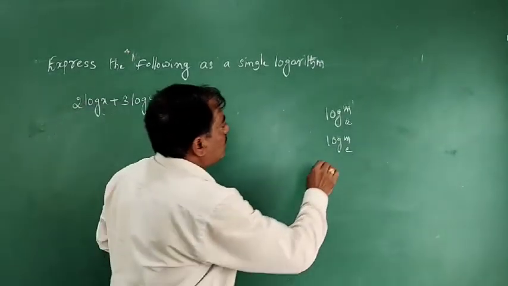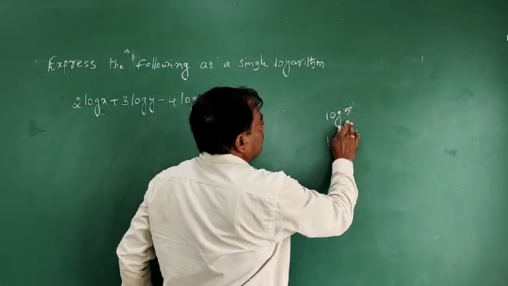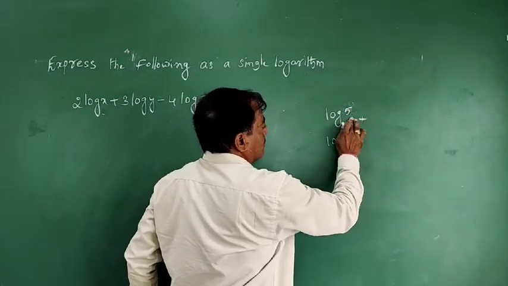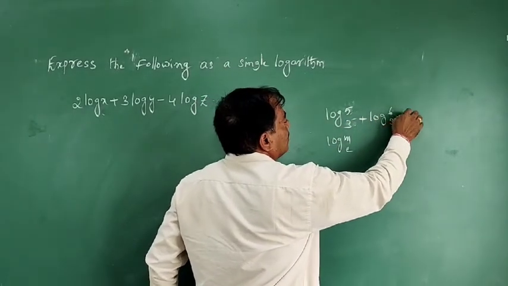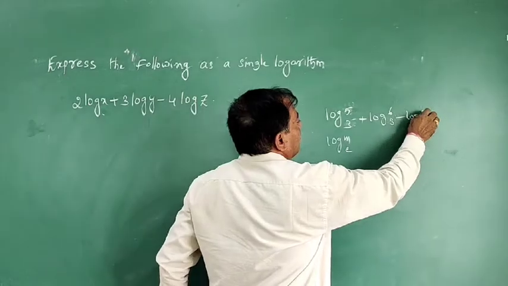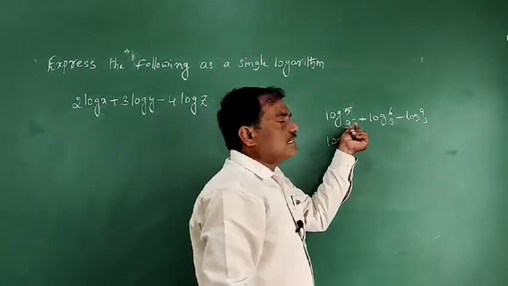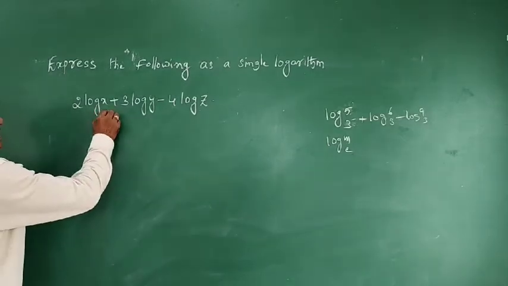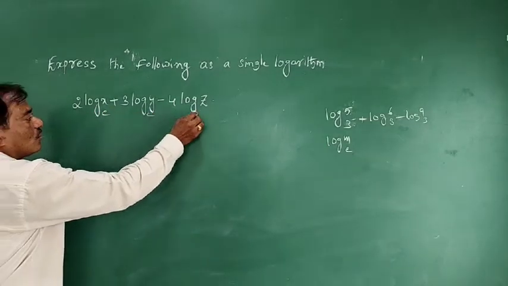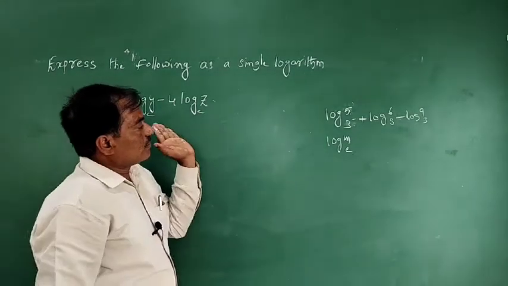Otherwise, for example, log 7 to the base 5 plus log 6 to the base 3 minus log 9 to the base 3 is given. What is the base here? 3. So if the base is not given, generally the base is e. Remember this one. Okay, now we will start this problem.